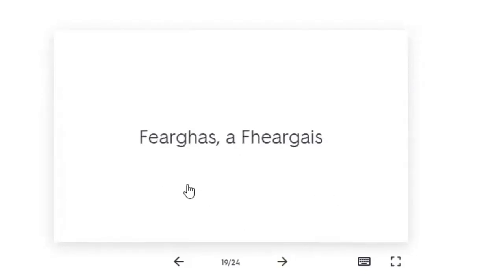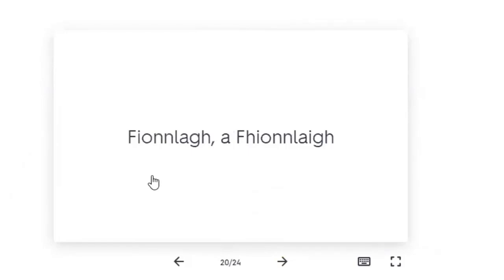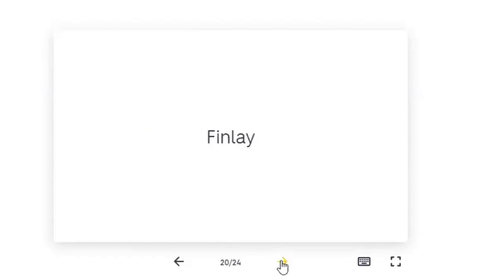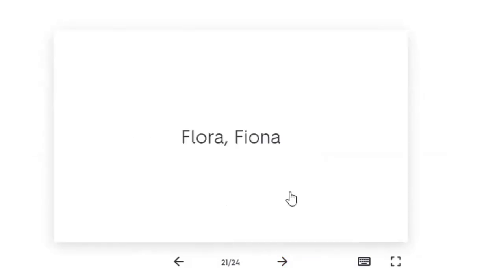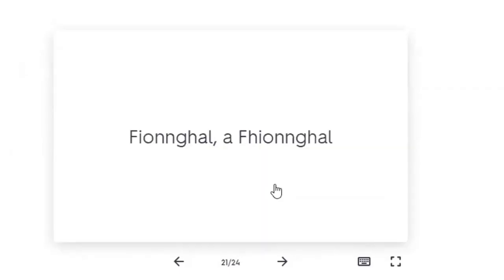Okay, so Fergus, Eregish. So this is Fergus. Fionleg, Yunley. Oh, that's Finlay. So Fionagal, Unagal. Although it looks like a man's name, in fact it isn't. It's Flora or Fiona. Okay. And it means a fair-haired stranger. Okay.